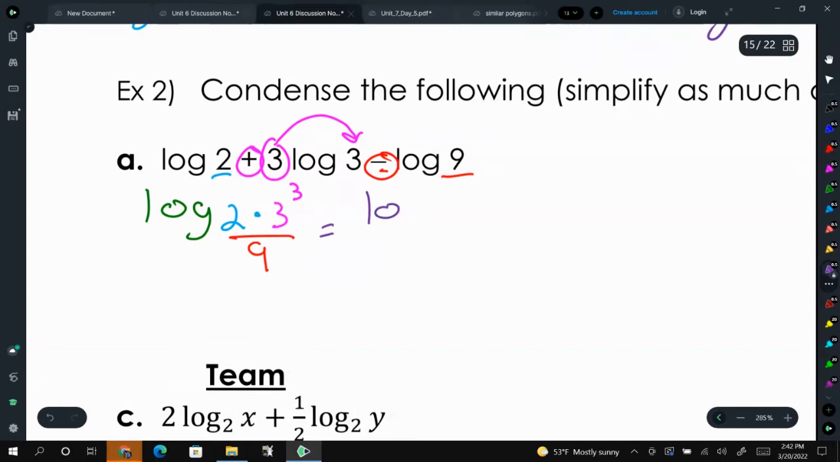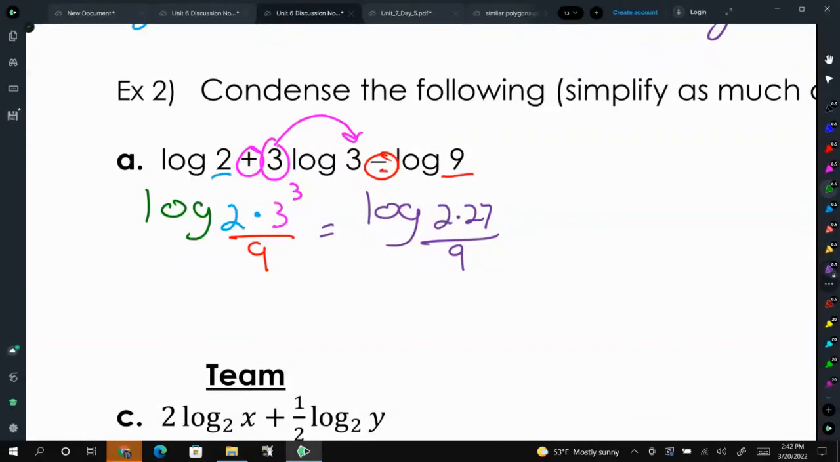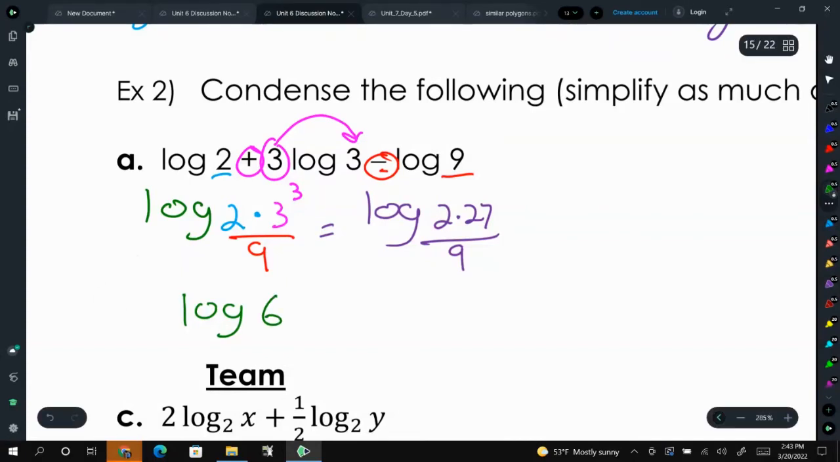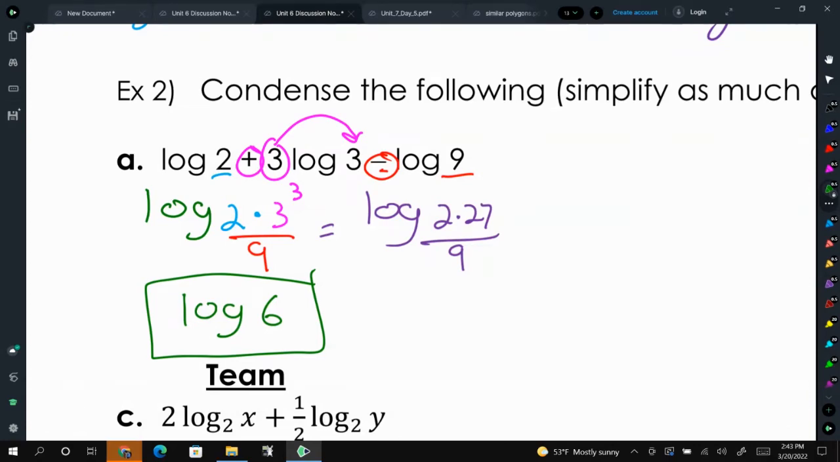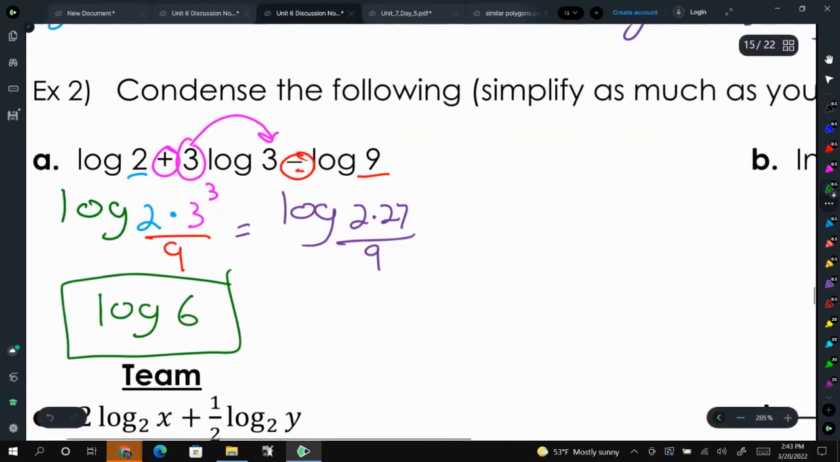So then we've got to simplify this a little bit more. 3 to the third power is 27. 2 times 27 over 9. And that will equal log base 10 of 2 times 27 is 54. 54 divided by 9 is 6. So this simplifies to log base 10 of 6, which I know we can type in the calculator.